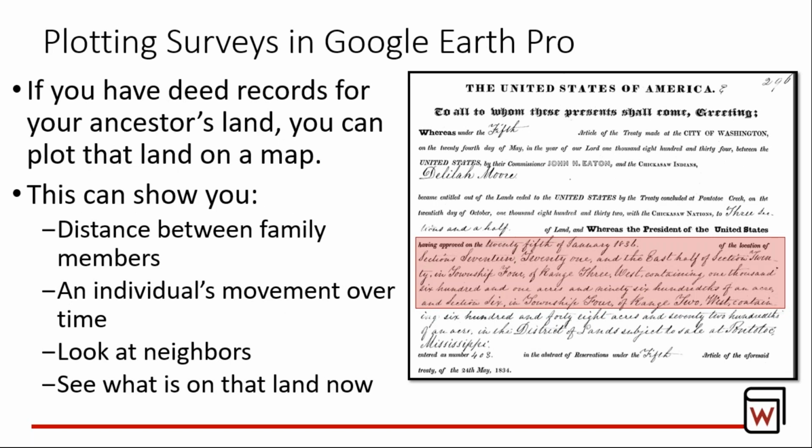Another type of map that you can do in Google Earth Pro that is more difficult to do in the other mapping softwares is plotting land surveys. So if you have a deed record of your ancestors' land or some other type of documentation that outlines where they lived, you can plot that land on a map. This can help you see the distance between family members, how far an ancestor moved, the different land holdings they had over time. You can map all of the neighbors in a community, and you can see what is on that land now.